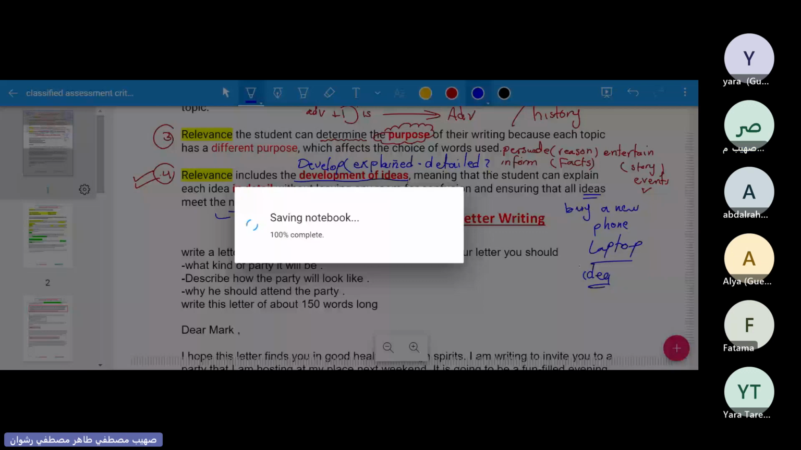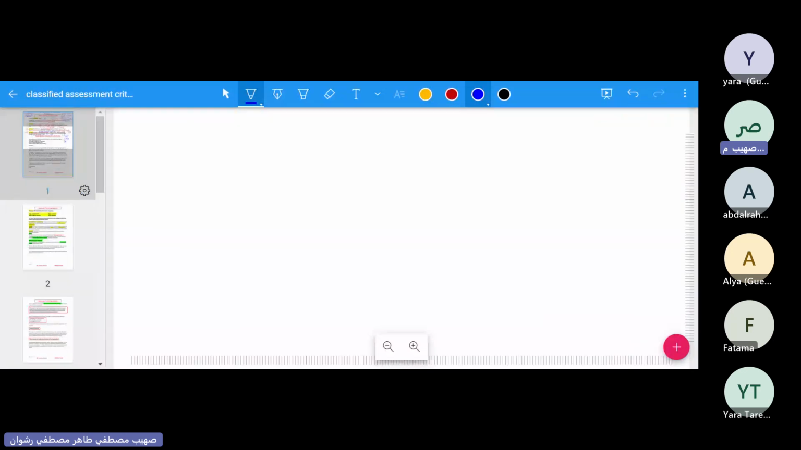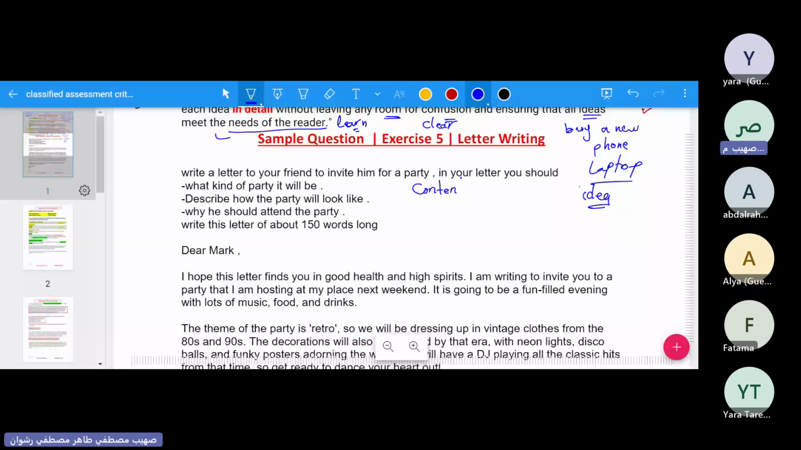The correct use means you write for the correct purpose. Last, relevance means what, the content, not relevance. The last element of content is what? Development of ideas. Okay, so based on what you are evaluated in terms of content again, why you can get the mark and why not.